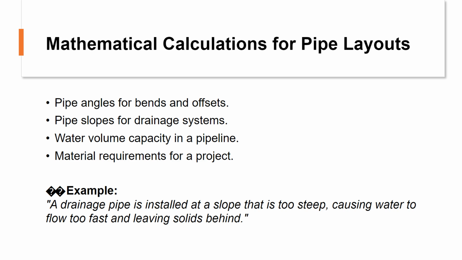Water volume in a pipe. To know how much water a pipe can hold, you use this formula. Volume equals pi times radius squared times length. That helps when designing storage systems, pressure balance, or even for pricing.